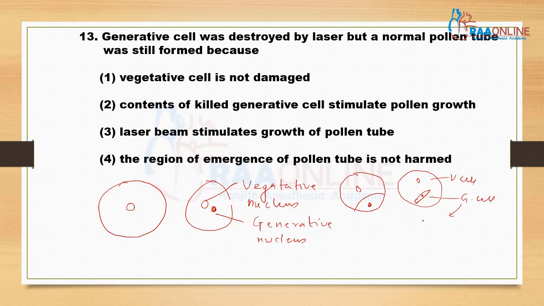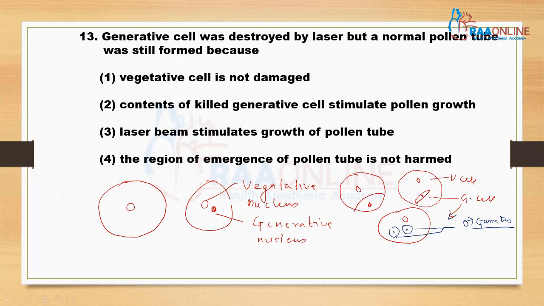This generative cell forms male gamete. This generative cell divides to produce two male gametes. When there is a division in generative cell by mitosis, it produces two male gametes. These are the two male gametes formed by generative cell.